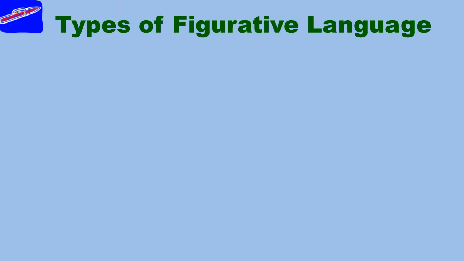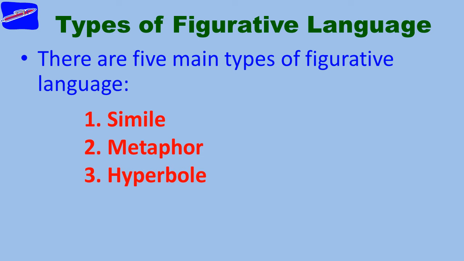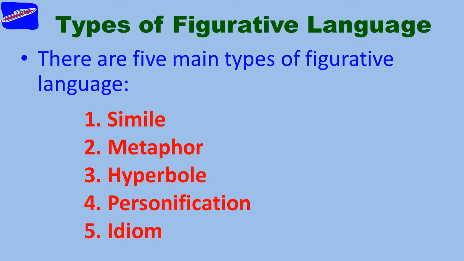There are 5 main types of figurative language that you'll want to be familiar with. You'll want to add all of these to your notes. They are similes, metaphors, hyperbole, personification, and idioms. You may already be familiar with most or all of these figures of speech, and if so, consider this a review. If not, we're going to take a closer look at each of these types of figurative language to make sure everyone understands them.